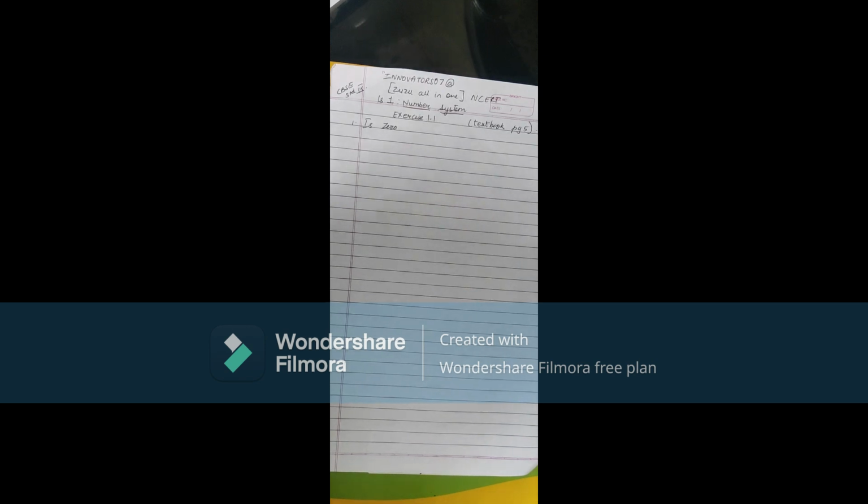Today I'm going to start with NCERT CBSE Standard 9 lesson number 1, Number System, exercise 1.1, which is on textbook page number 5.